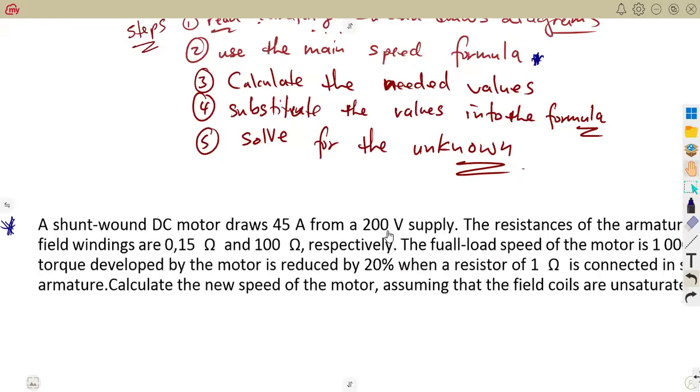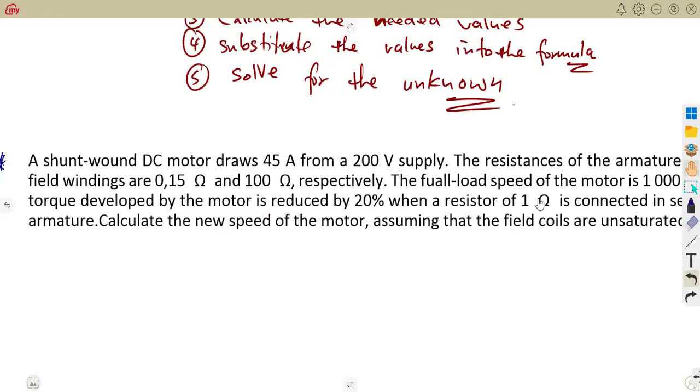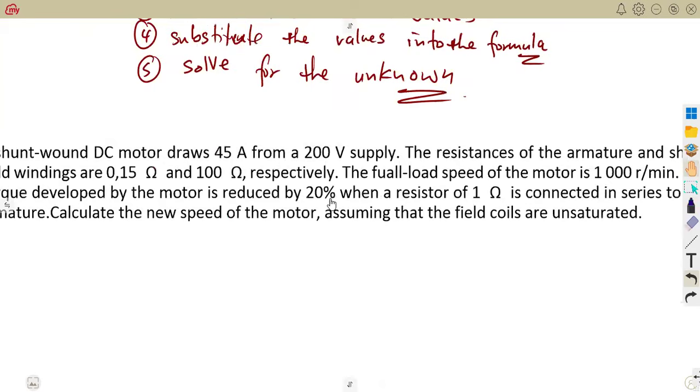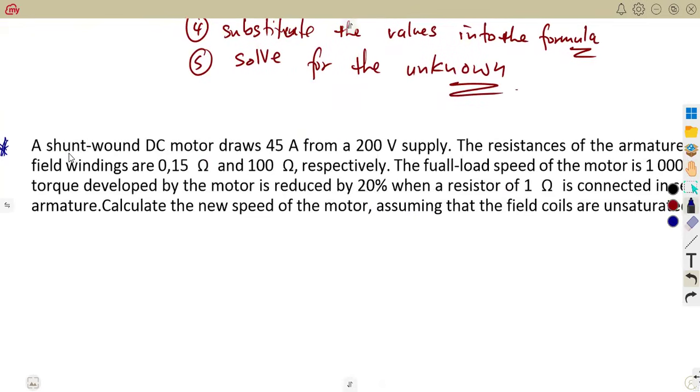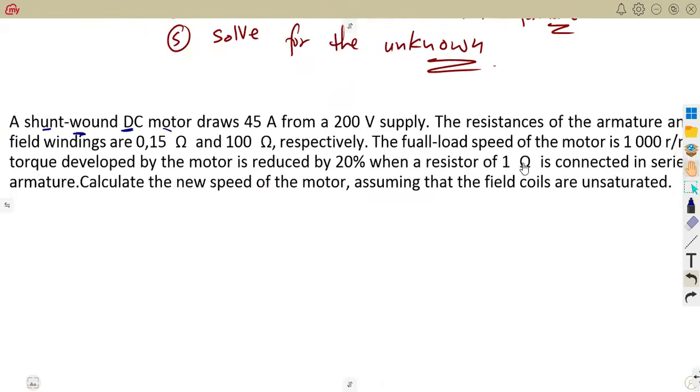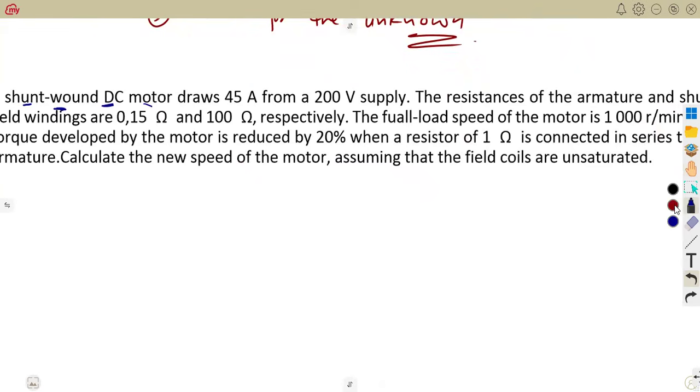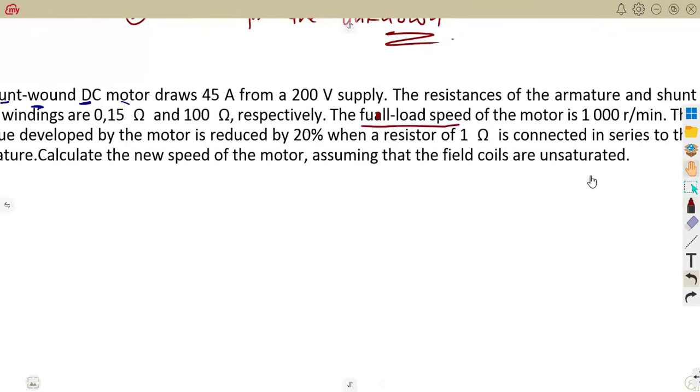So we have a typical example that we are going to consider, like we have here. They are saying a shunt wound. This is our question. It's a shunt wound DC motor. It draws this, whatever you're given. Then if you read your statement, you're going to get to this part where they are saying the full load speed of the motor is, we are given that.